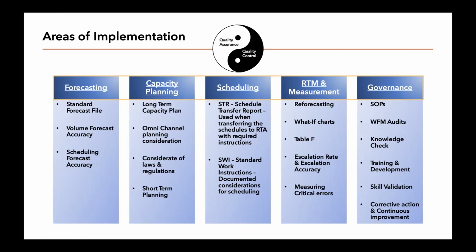Capacity planning: having a long-term capacity plan so that you don't stress hiring and you have a line of sight of your future hiring. Again, omni-channel consolidation: there are organizations working on it just to improve efficiencies, bringing your voice and chat together, and then how they're measuring the accuracy of your planning.